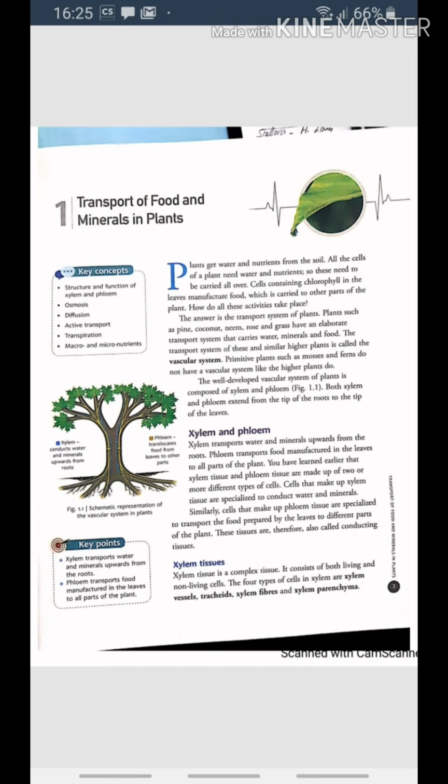So there is a direct relationship between absorption and transpiration. As water is lost through transpiration, more water is absorbed as more water is required. This creates a suction pressure which pulls up water from the xylem of the roots to the stem and then to the leaves. It is called transpiration pull.